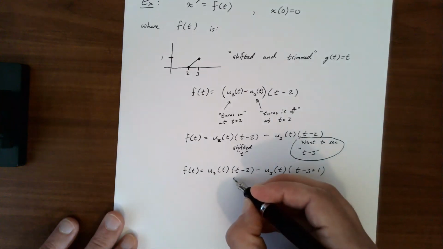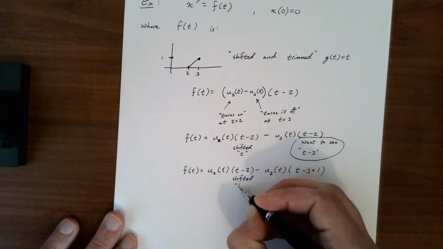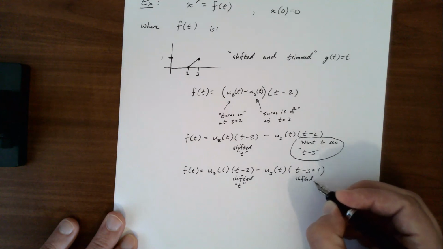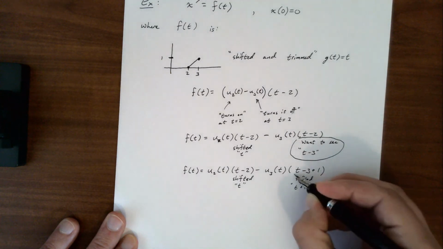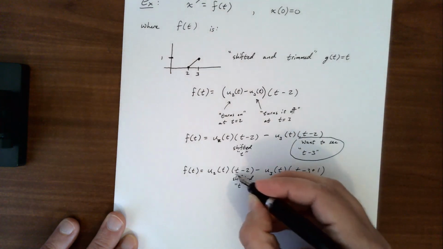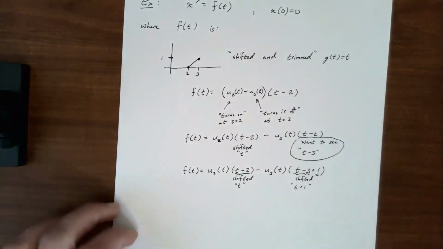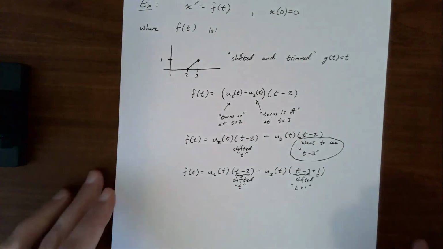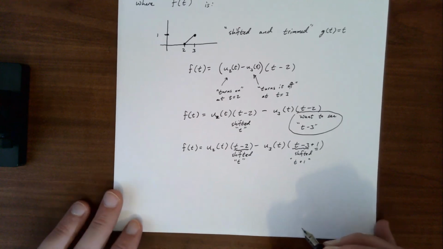So now this is just still a shifted t, but this one has become now a shifted t plus 1. If you look here, plus 1. Whereas this was just t replaced by t minus 2, this is t plus 1 with t replaced by t minus 3. Takes a little getting used to, but that's the basic operation there.